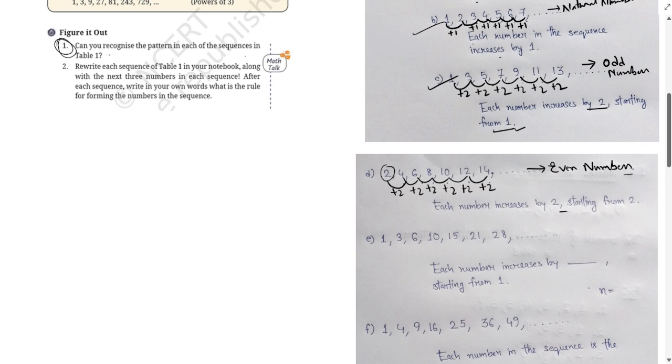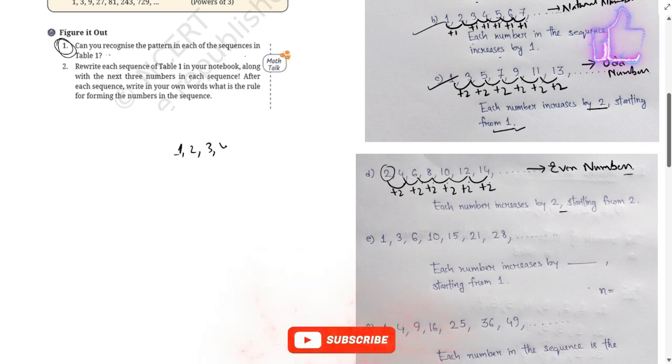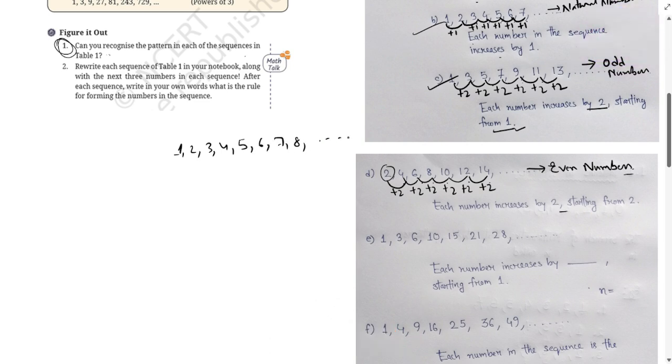Even numbers we can also say like this. We know 1, 2, 3, 4, 5, 6, 7, 8 and so on. These are natural numbers. Now if we don't consider 1, 3, 5, 7, the alternate numbers starting from 1, what do we have? 2, 4, 6, 8. So it is similar to this, and it is called even numbers.